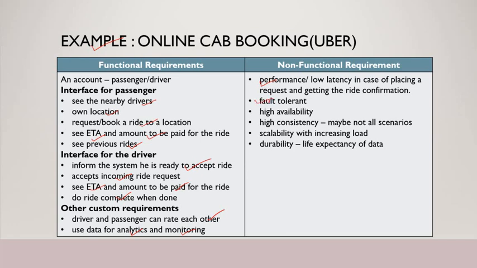Then fault tolerant, obviously we have to make sure that there is no single point of failure. High availability, yes, high availability. It shouldn't be like the driver is booking a cab and some machine crashed and then there is no information coming back to the user, everything is lost. High consistency, durability, scalability. So these all requirements are necessary for an online booking system.